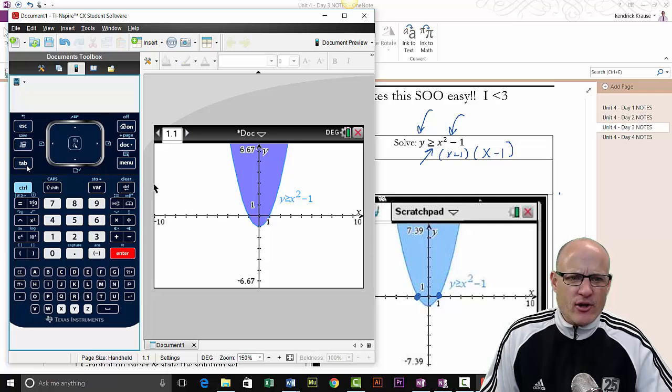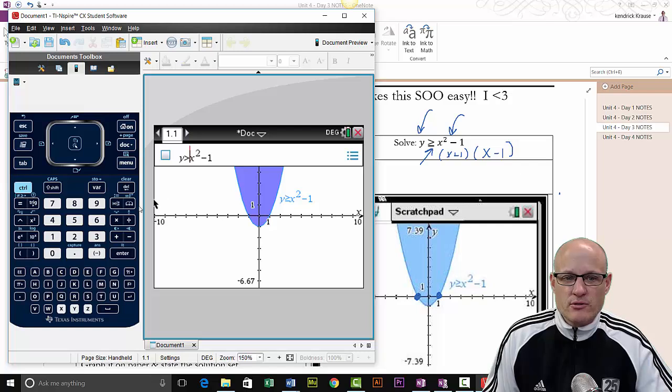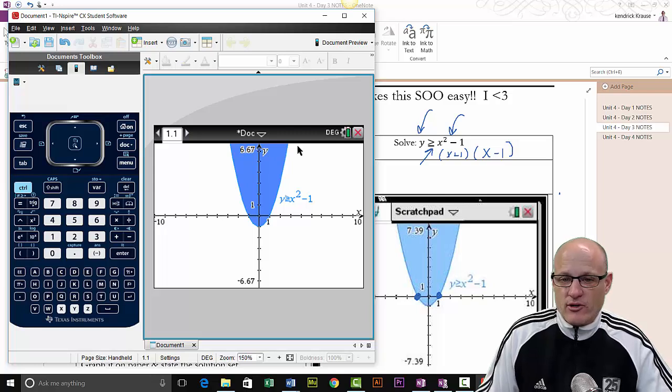How would it change, though, if we just got rid of the equal to? Okay, let's delete this. Instead of that, let's just go greater than. What's going to change? Do you remember? It's hard to tell here. It should just be a dotted line instead of a solid line, but it's hard to tell on that.